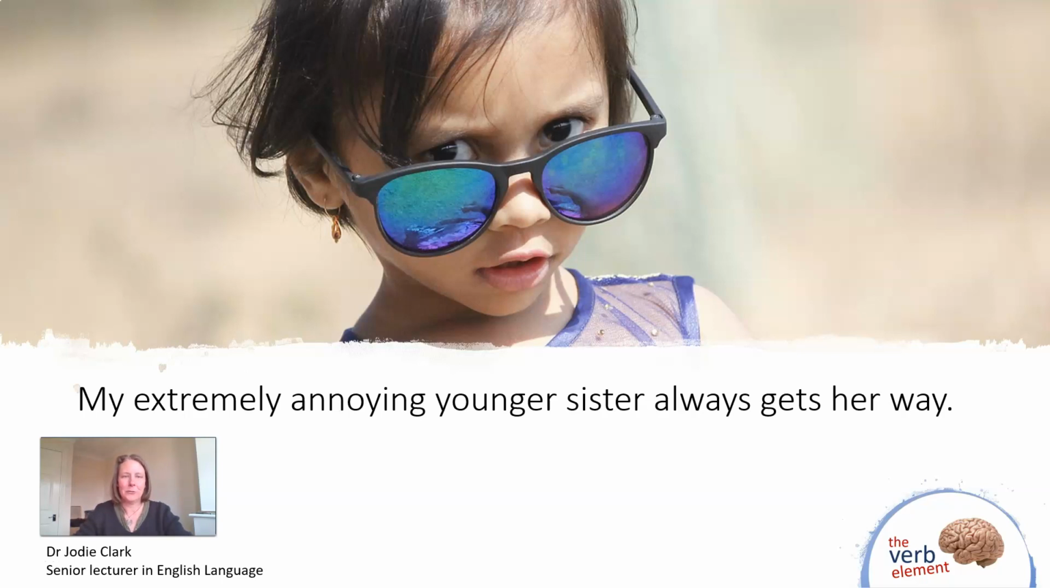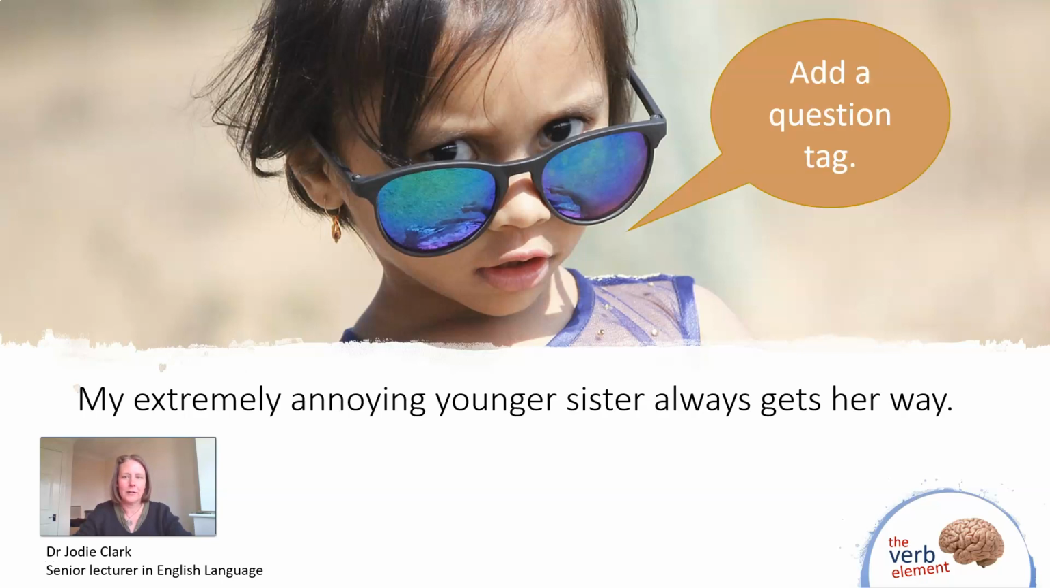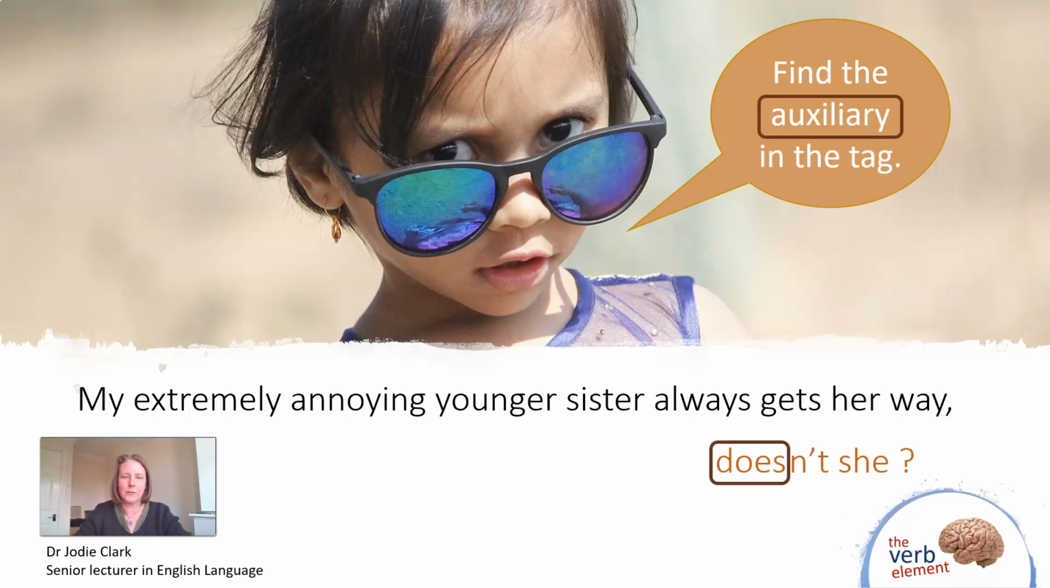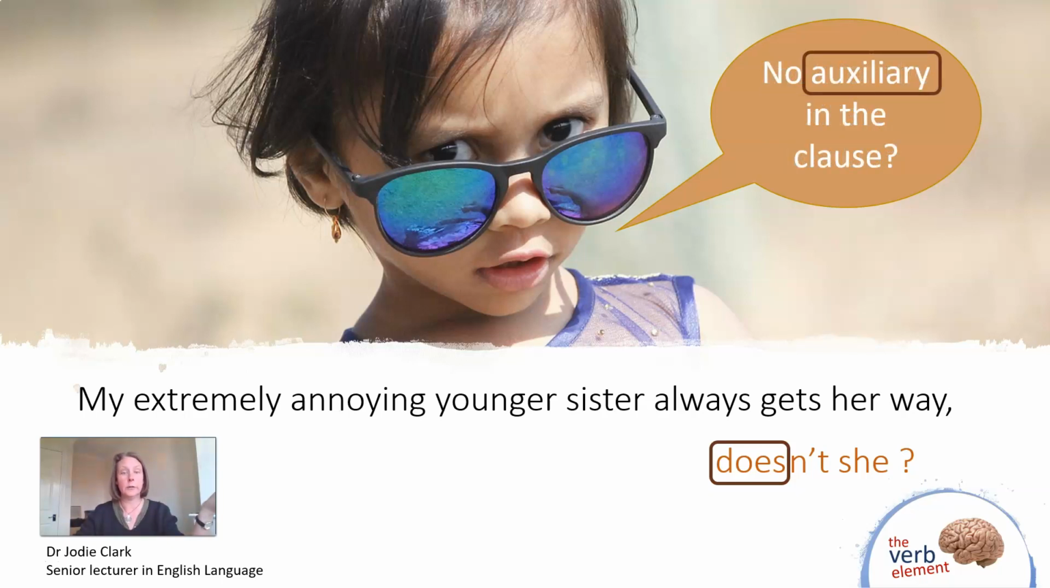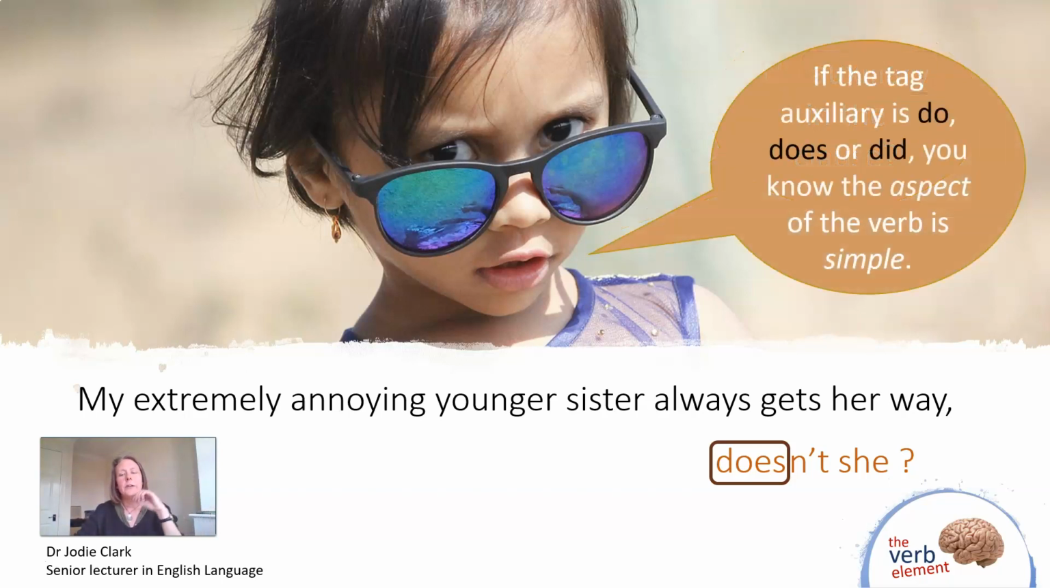Okay, so we'll go through this again. We do our question tag first. Doesn't she? We do our auxiliary in the question tag, which is does. And then we look for the auxiliary in the clause. And then when we look, my extremely annoying younger sister always gets her way. There is no auxiliary in the clause. So we said, okay, well, what do we do here? We're expecting to see the auxiliary. We didn't see it. So what we've learned here is that if the auxiliary in the tag is do, does, or did, that's told you some important information. It actually tells you something about the aspect of the verb. It tells you the aspect of the verb is simple.